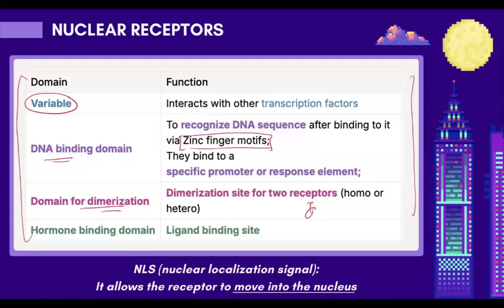Again, there's four main parts to the receptor. There's the variable domain, which is for transcription factors. There's the DNA binding domain, which, as the name suggests, binds to the DNA and uses zinc finger motifs. There's the domain for dimerization, which is when the two receptors come together. And then there's the hormone binding domain, or the actual binding site.